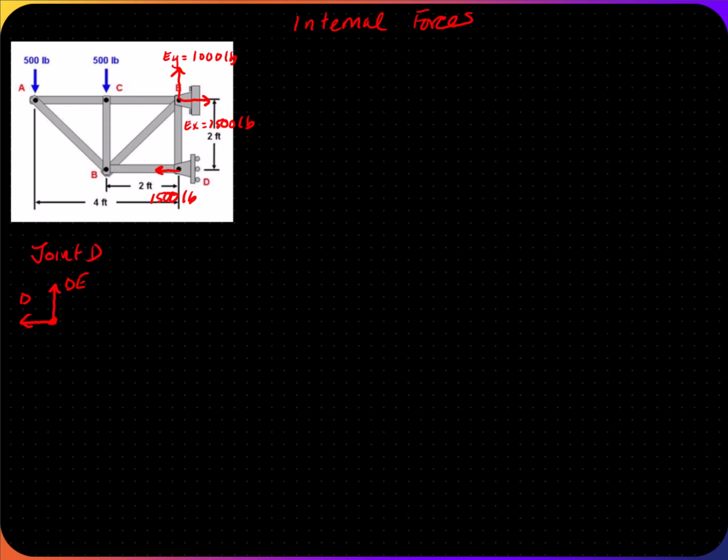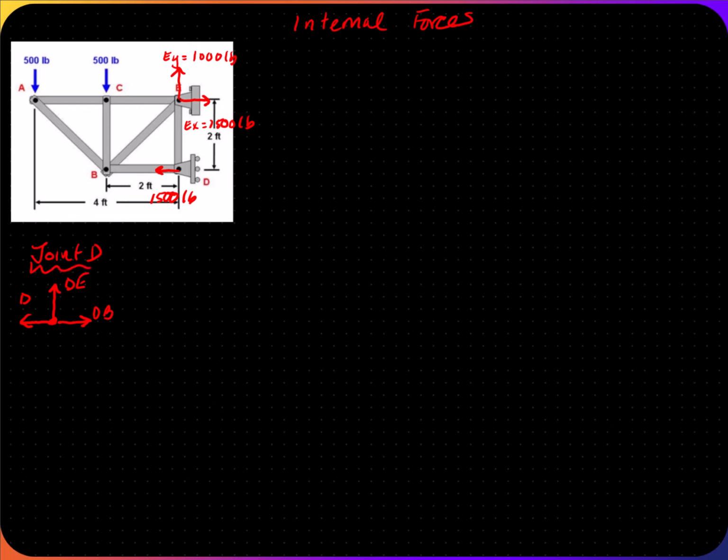That means the beam DB, which goes horizontally, must go to the right to oppose D, because we already know D is going to the left. So this is my free body diagram for joint D.